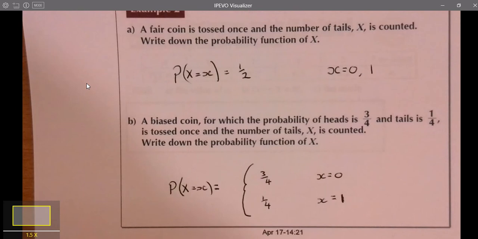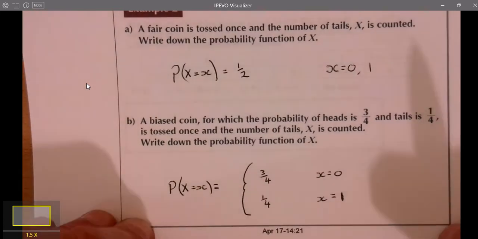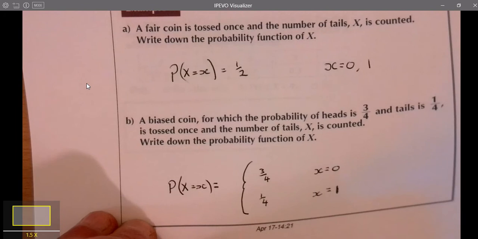So we set it out like that. That's what a probability function means. Yes, you could equally set that out in the table, it would be no problem at all. But if it says probability function, that's how it wants you to set it out.